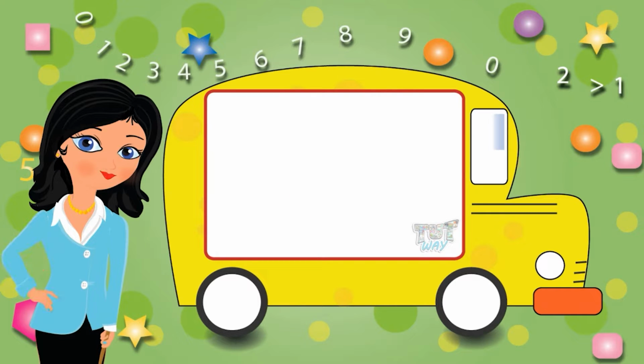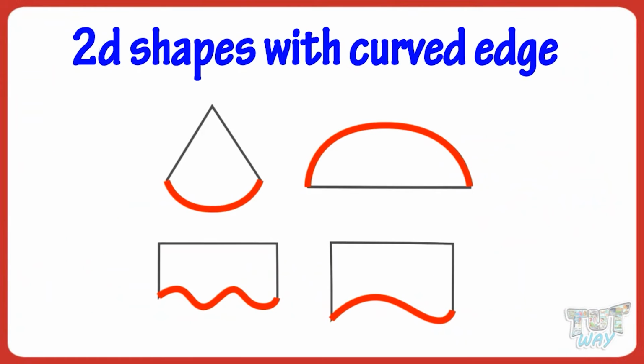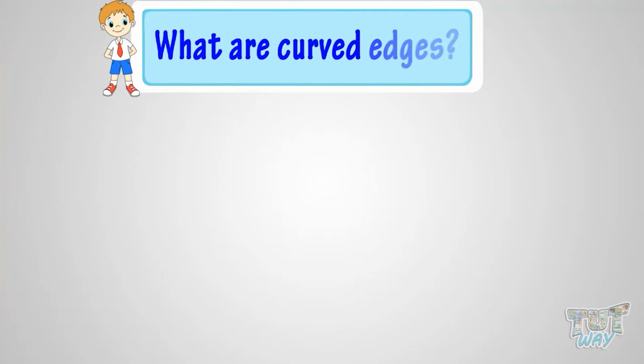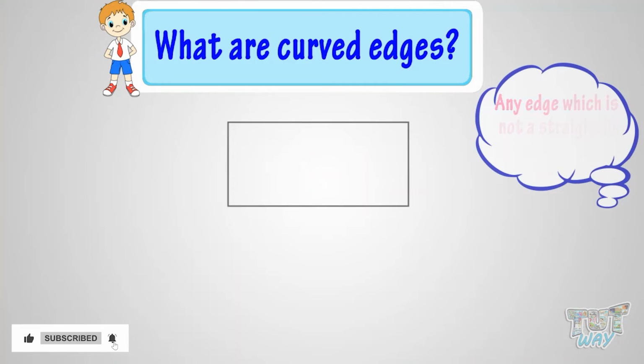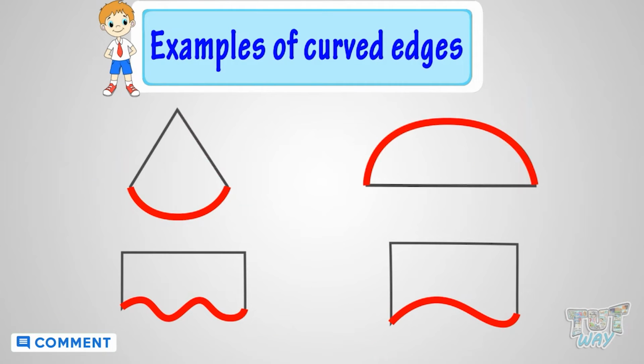Hi kids! Today we will learn 2D shapes with a curved edge. Do you know what are curved edges? Have a look. Any edge which is not a straight line is a curved edge. See? Here are examples for you. Yes, you got it!